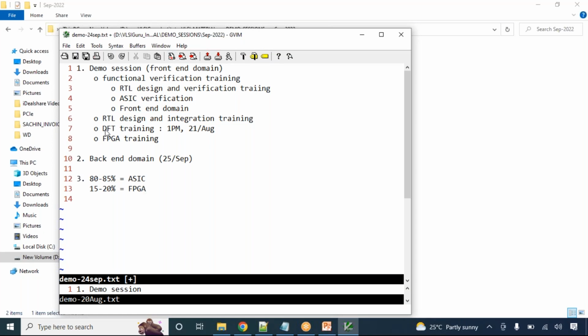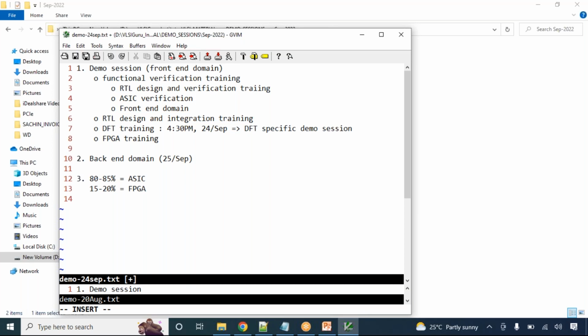Some of you might have enrolled for DFT training. The people in this demo session might be here for DFT training, might be for FPGA training also, or even for this domain. In case someone is specifically looking for DFT training, at 4:30 p.m. today there is a DFT specific demo session.